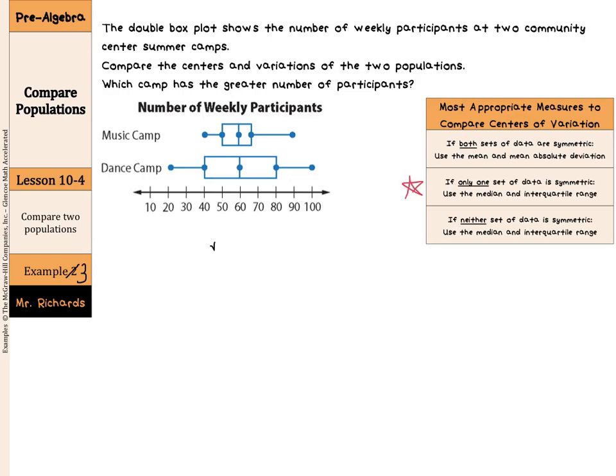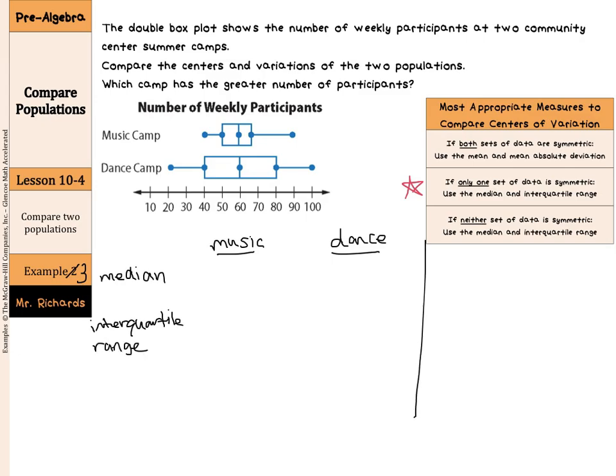So if we start off once again with music, then dance, we'll once again use the median and the interquartile range to compare these. Our median for music is here at 60, while our median for dance is also at 60. So what about our interquartile range?